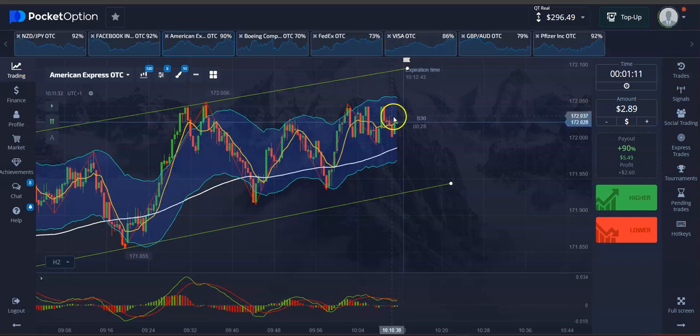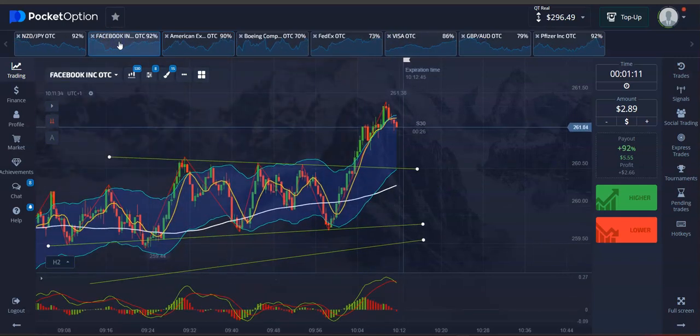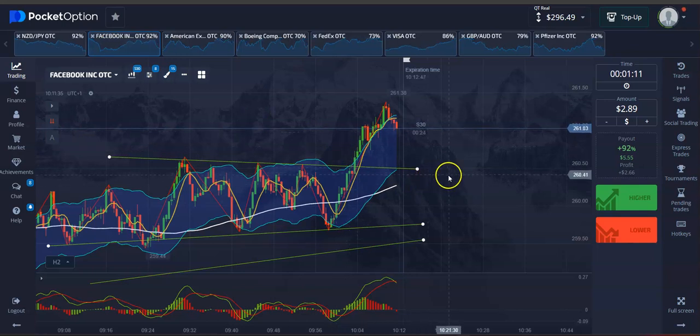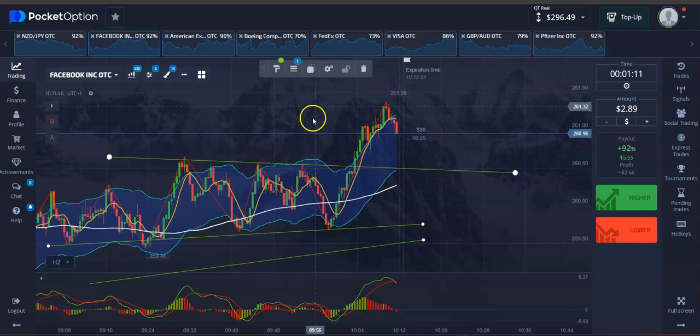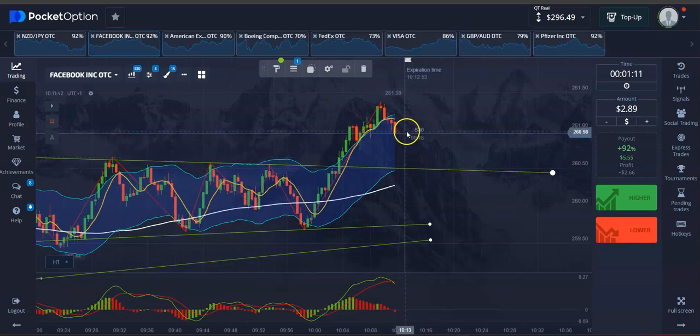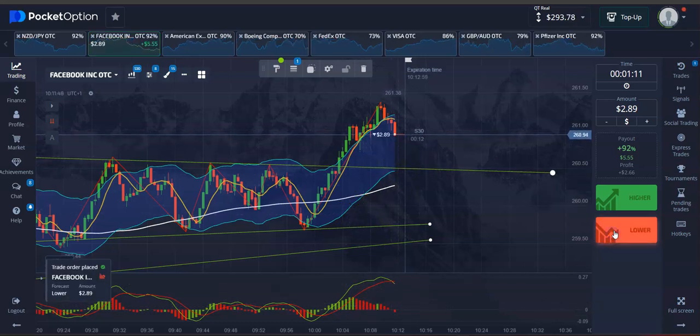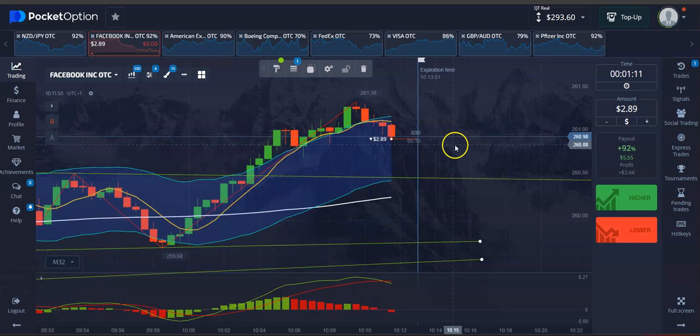Signal is very weak, candles close to each other, so not a really good scenario. Okay, Facebook, it seems like it's coming back to base. Okay, it's coming to touch base right here. So we can see a bearish signal over here. We can see that we're on a downtrend. Let's take a trade over here and let's see what happens.